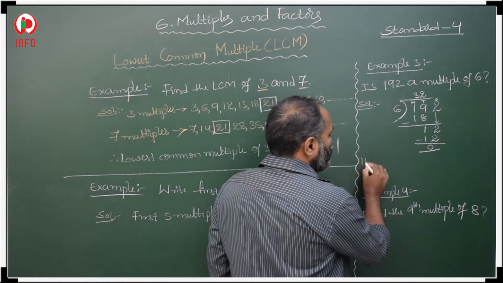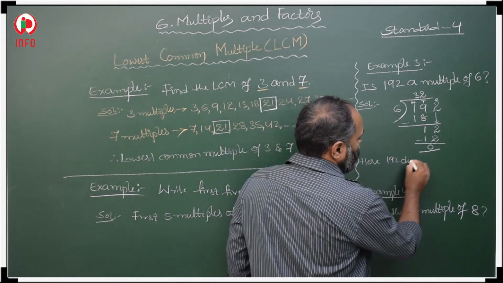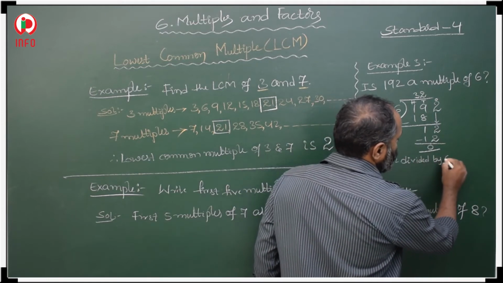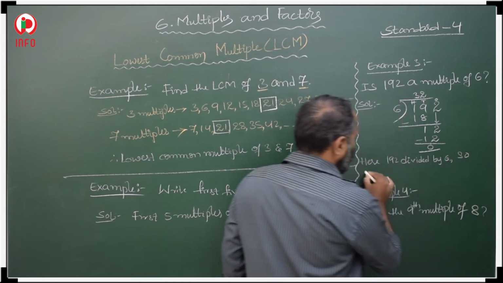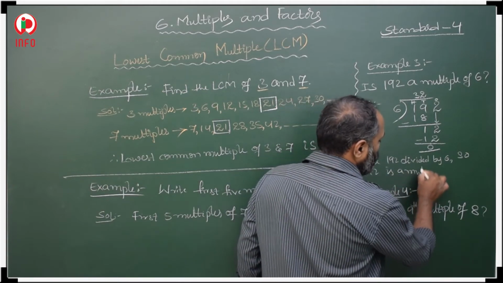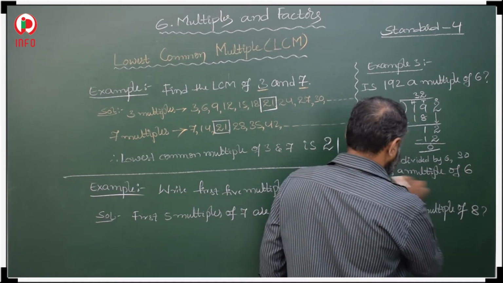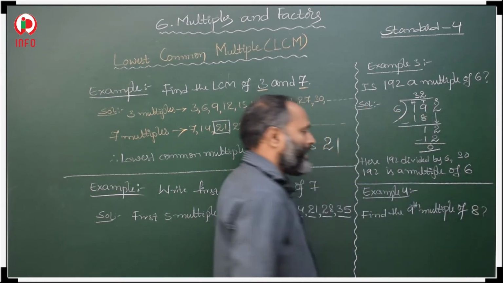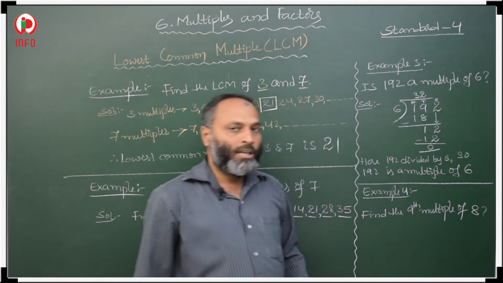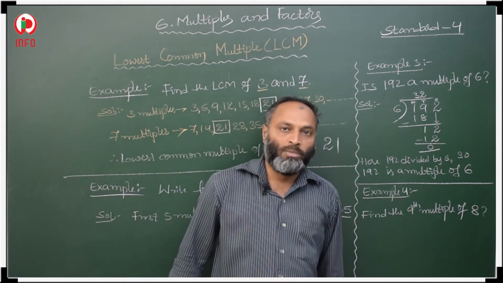Here, 192 divided by 6, so 192 is a multiple of 6. So multiples are exactly divided by the numbers. If they are not divided by the number, it means they are not the multiples of that number.